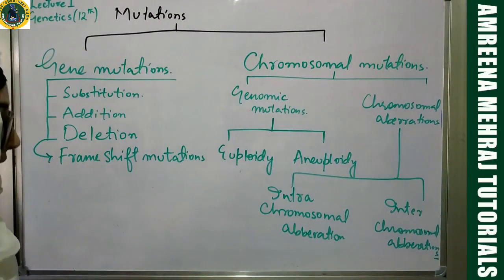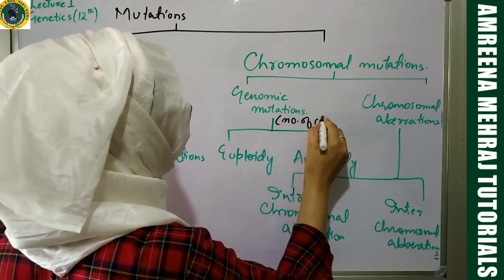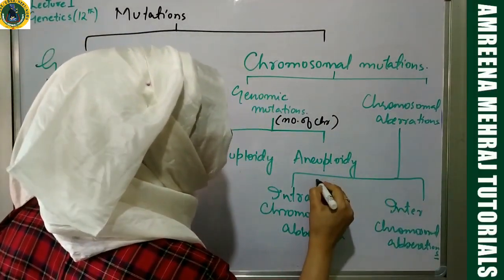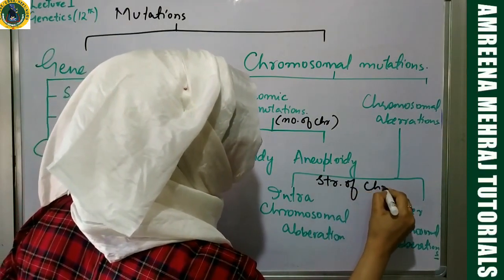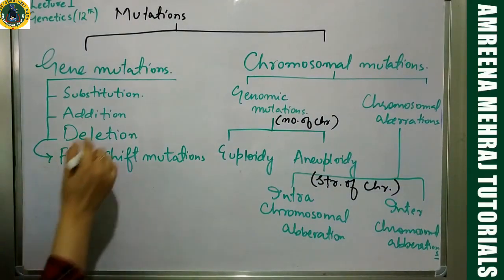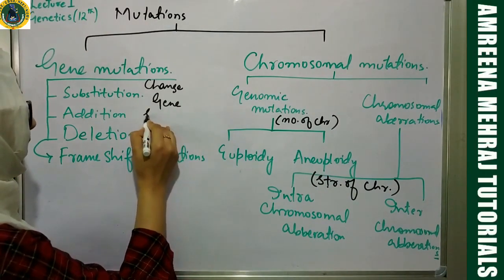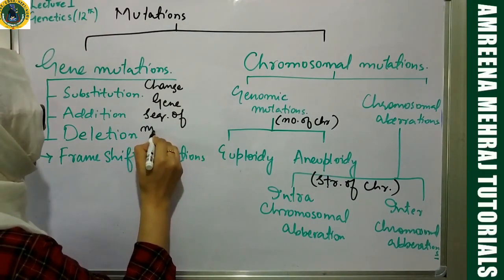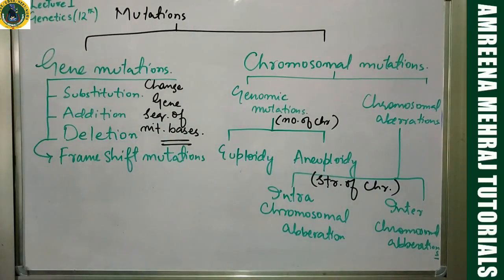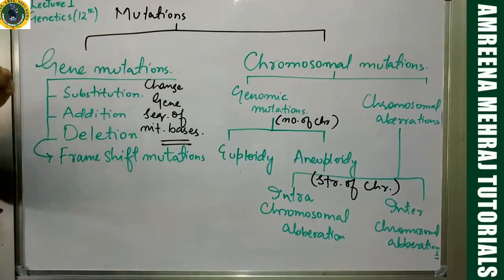So under this genomic mutation, we will see change happening to the number of chromosomes. Under chromosomal aberrations, we will study change happening to the structure of chromosomes. Under this category, gene mutation, we will be studying change happening to the gene, or that is called sequence of nitrogenous bases. This is very important because you have to remember everything. Now how will you remember? Because I have earlier told you, there will be gene mutations or there will be chromosomal mutations.